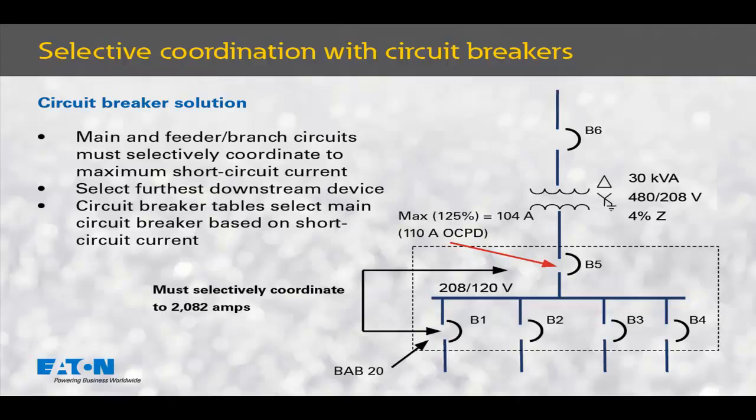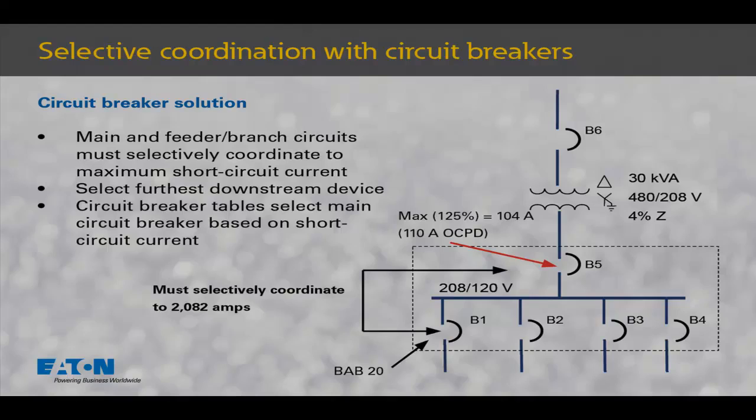Remember that the main device cannot have an amp rating greater than 110 amps per the National Electrical Code. Our analysis will take us to the circuit breaker selective coordination tables to identify what breaker pairs selectively coordinate for currents up to 2082 amps and do not have a minimum long-time pickup of greater than 110 amps, the maximum size that the NEC tells us we can have for this application.